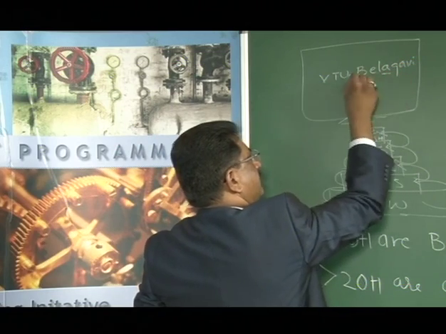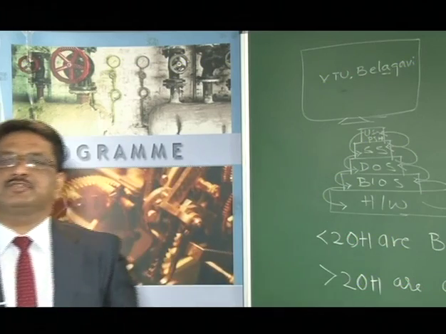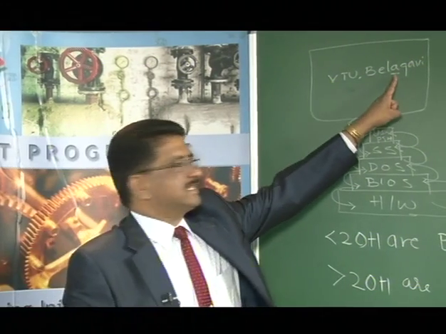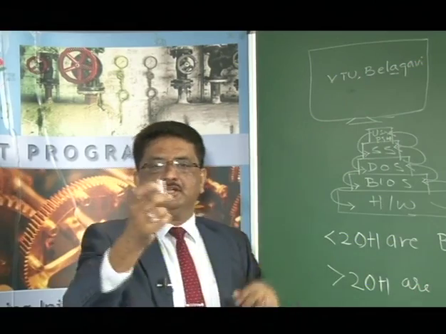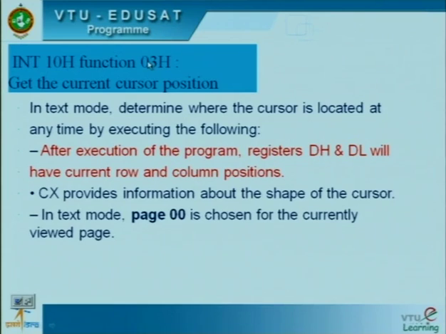Now the cursor is blinking somewhere here. I want to get the current cursor position and find out where it is. To do that, we will be using function request 03H. Basically, your monitor will have a text mode and a graphics mode.